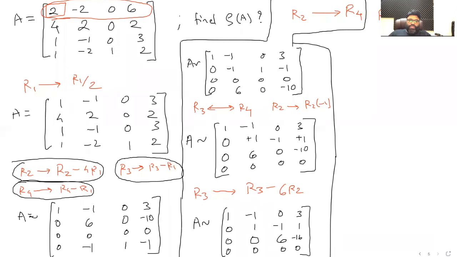Row 3 becomes row 3 divided by 6. This step is really not required, okay? But yeah, it just makes it look good. So A is 1 minus 1 0 3. This step is absolutely unnecessary. It's 0 1 minus 1 1, not changing. Row 3 I'm dividing by 6, no? So this will become 0 0 1 and minus 16 by 6 will become minus 8 by 3. Is that right? 16 by 6, negative 8 by 3. 8 2s are 16 and 6 is 2 3s, so 6 2 8s are 16. That is correct. So 0 0 0 0.